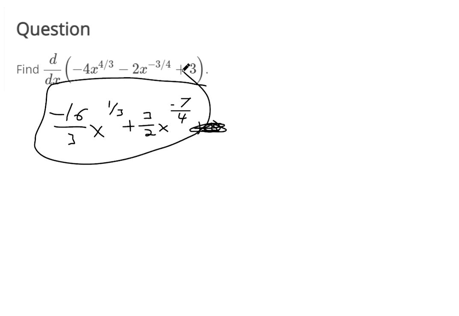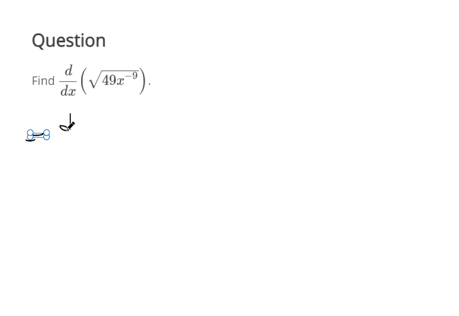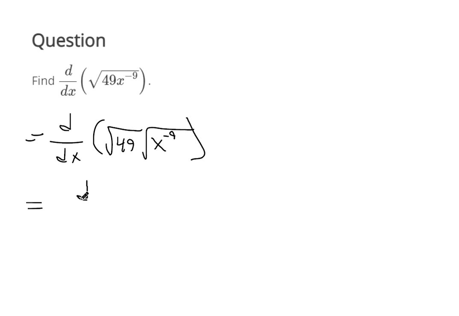This is all you really need to type in. So I would simplify a little bit first. This is the same thing as the square root of 49 times the square root of x to the negative 9th. So the square root of 49 is 7. Now, the square root of x to the negative 9th, that's the same thing as x to the negative 9/2, because a square root means an exponent of 1/2, and a power on top of a power multiplies. So negative 9 times 1/2 makes negative 9/2.